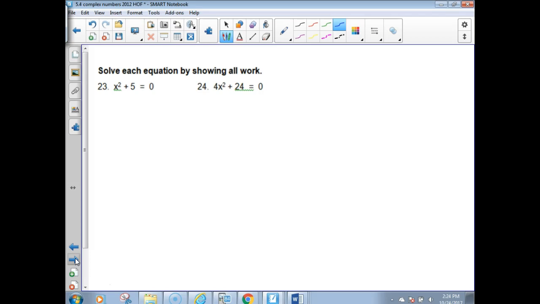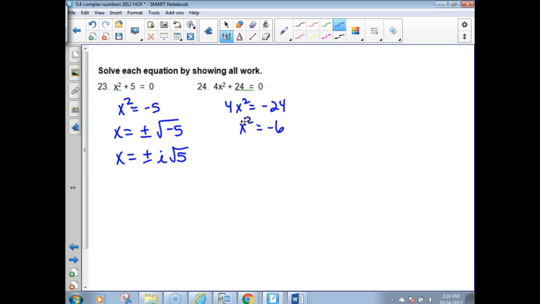Now, what's the point? Here we go. We're going to solve quadratics that have complex number answers. So we would subtract 5, take the square root, which would be positive or negative square root of negative 5. Pull out your i, write it down, times the square root of 5. So plus or minus i times the square root of 5 is the solution to that quadratic. Second one, subtract 24, divide by 4, take the square root, positive or negative, i times the square root of 6.